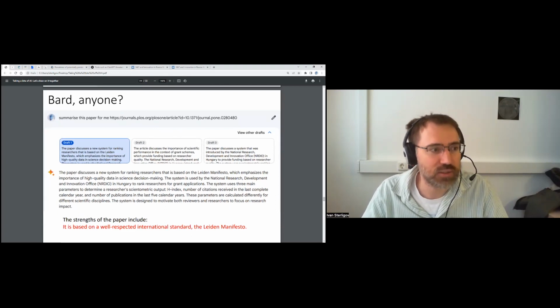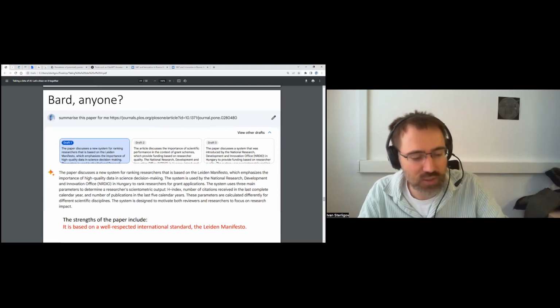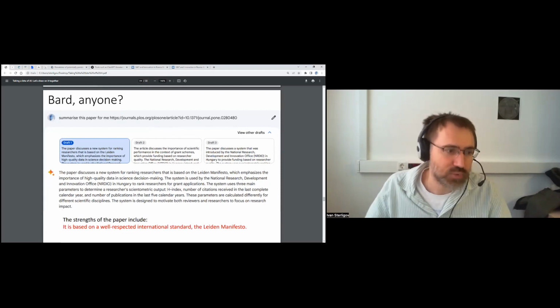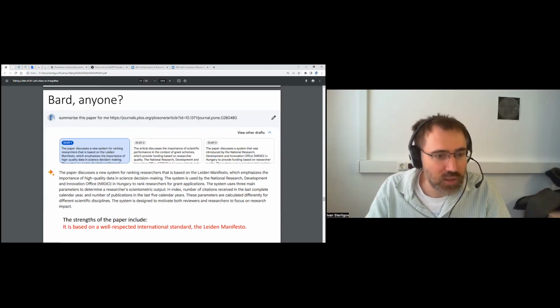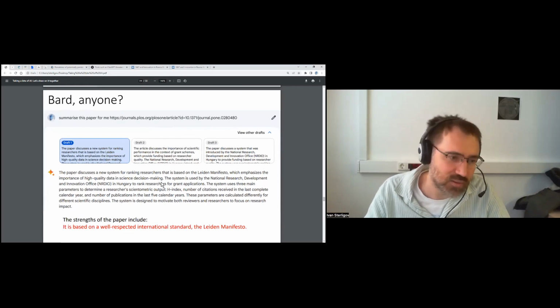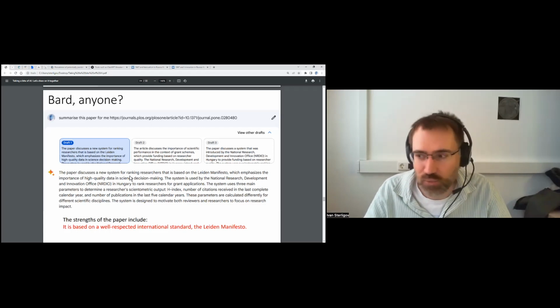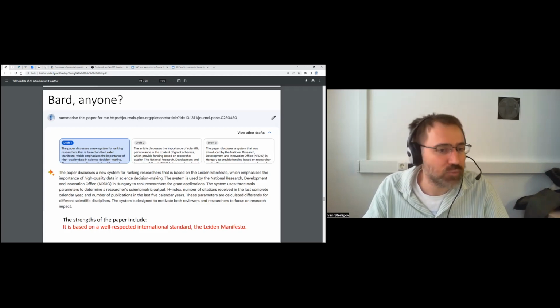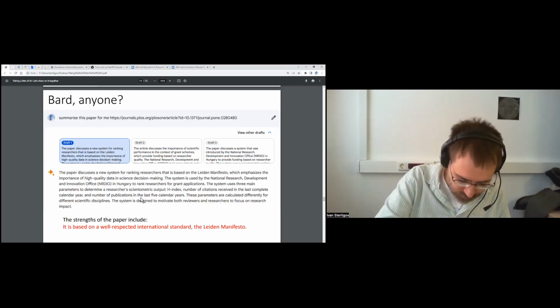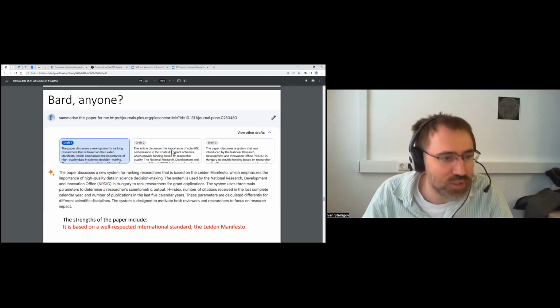I asked Bard, which also can access the internet, to produce the summary of this paper. The summary has some very drastic mistakes, so it's clearly wrong. The paper is not based on the Leiden Manifesto, so the strengths of this paper, this is completely wrong. And there are some more mistakes here. For the sake of brevity, I won't elaborate here.